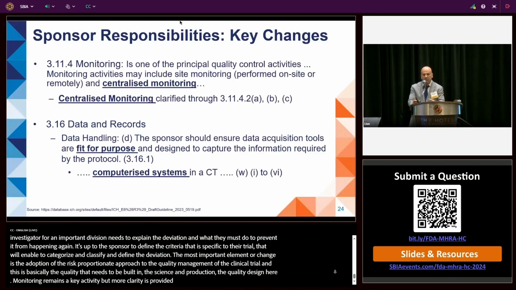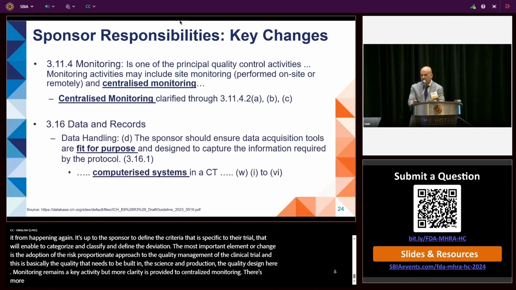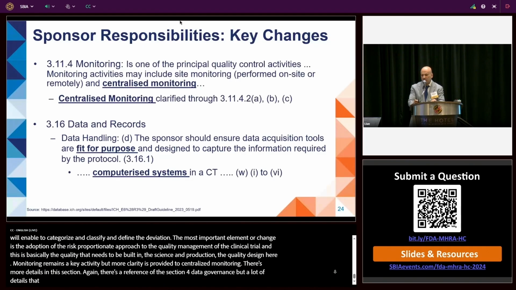Data and records, more details in that section. Again, there is a reference to the section 4 data governance, but a lot of details are provided to computerized system and what they need to require and comply with.